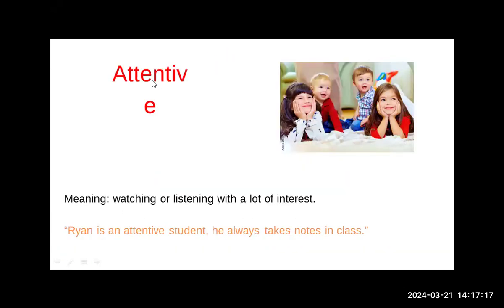And ambition could be negative sometimes. If it's too much, it's too ambitious. But mostly positive. And attentive, for example, a student who's always paying attention and listens to the teacher all the time. So you can say he or she is attentive.